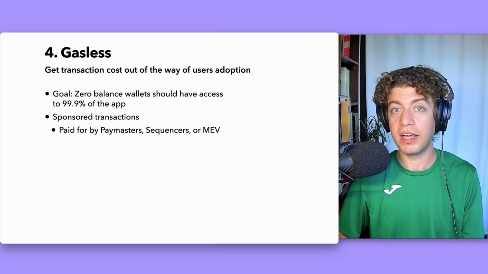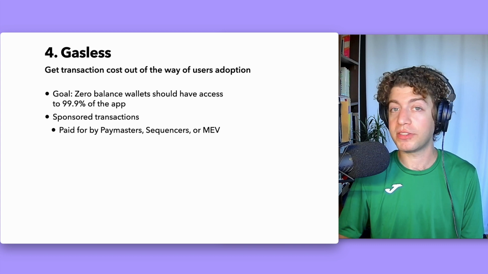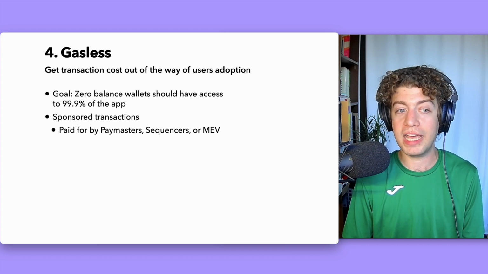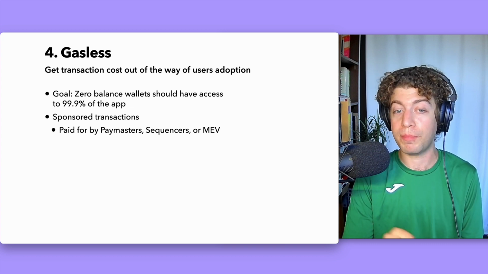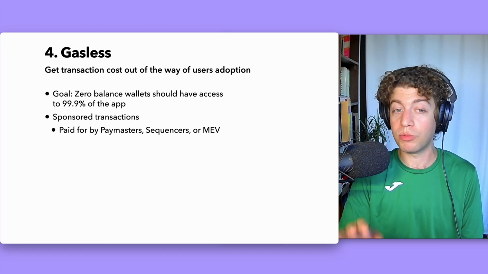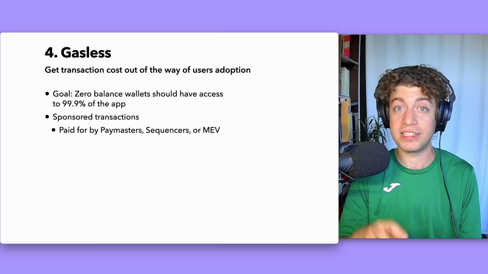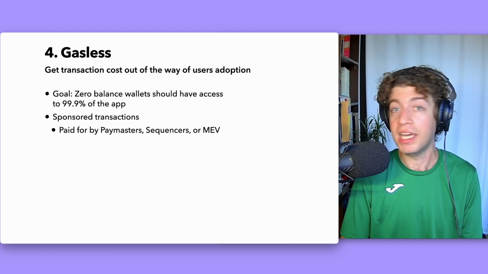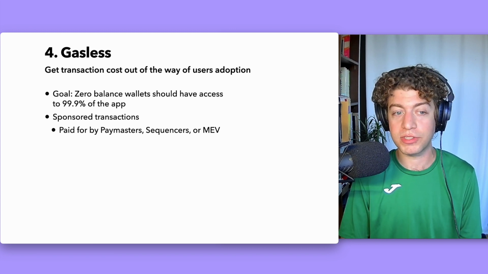The first thing that can alleviate this tension is sponsored transactions. I talked about this a little bit in the AA piece, but essentially by paying with paymasters, sequencers, MEV, or through sponsored transactions, you can reduce the cost for transacting to actually gasless experiences if you're just willing to find a way to sponsor them yourself.